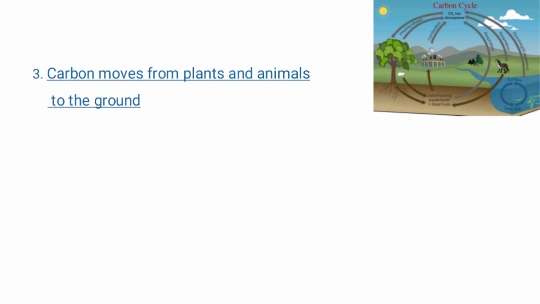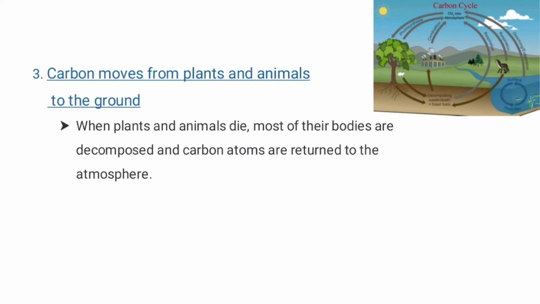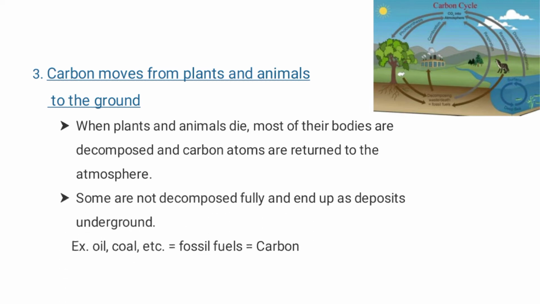Step 3. Carbon moves from plants and animals to the ground. When plants and animals die, most of their bodies are decomposed and carbon atoms are returned to the atmosphere. Some are not decomposed fully and end up as deposits underground. Examples are oil, coal, and other fossil fuels, which contain carbon.